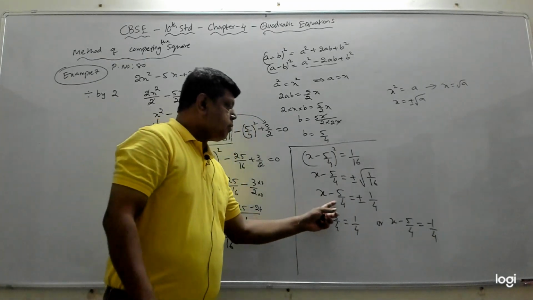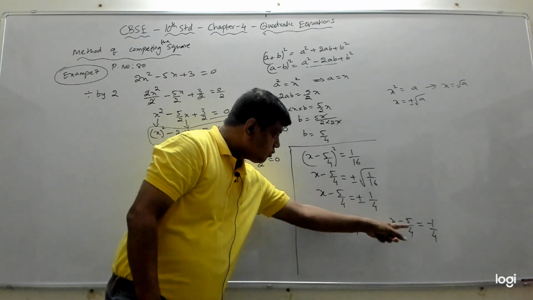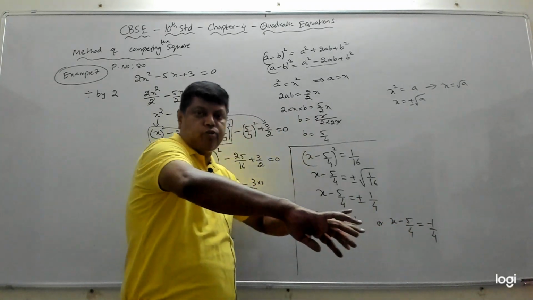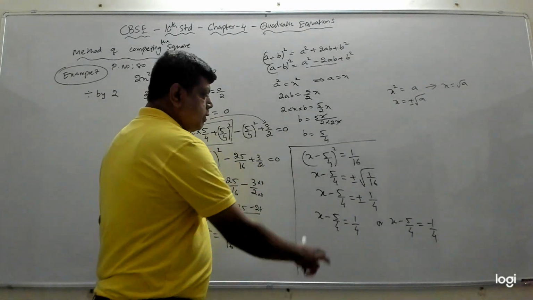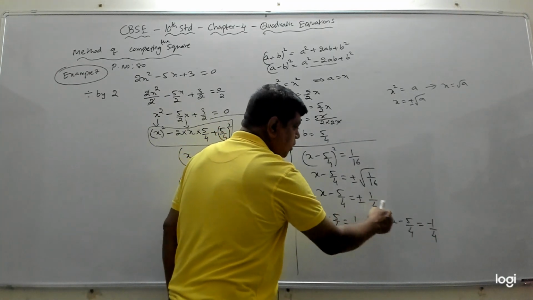Right? x minus 5 by 4 is either equal to plus 1 by 4 or x minus 5 by 4 is equal to minus 1 by 4. So here I am separating the plus 1 by 4 and minus 1 by 4 as two cases. Here it is plus or minus, which means plus. If it is plus 1 by 4, what happens? If it is minus 1 by 4, what happens?